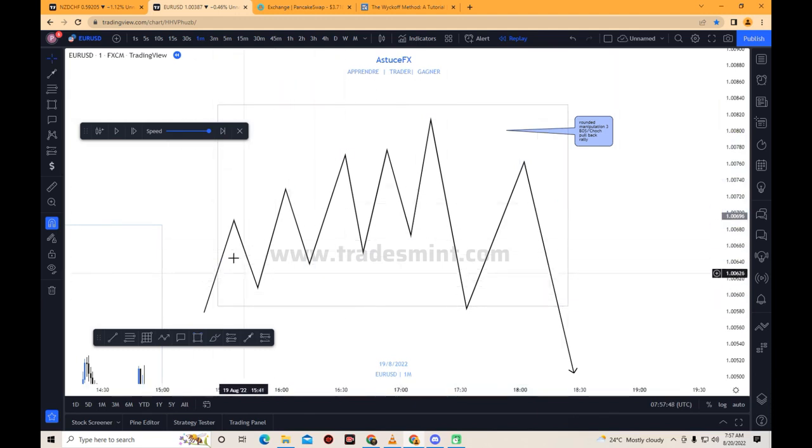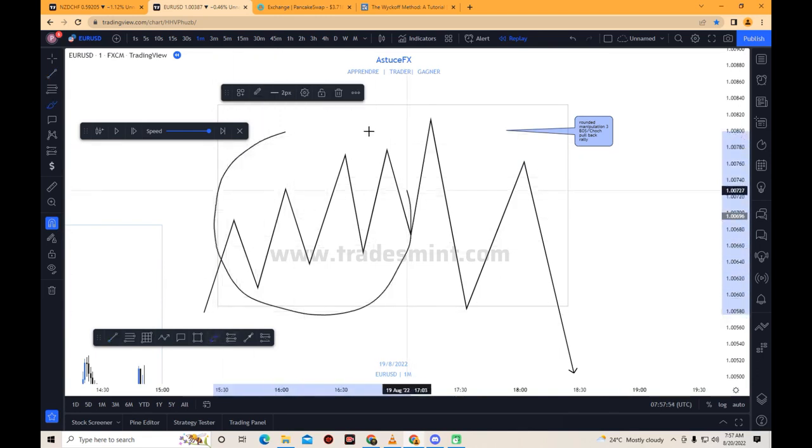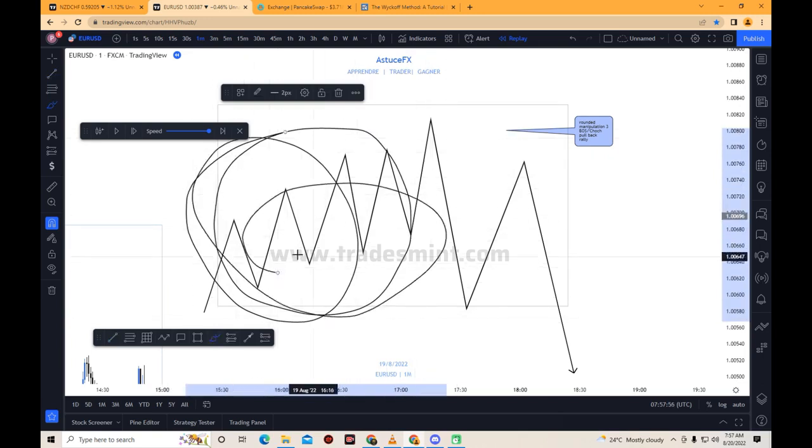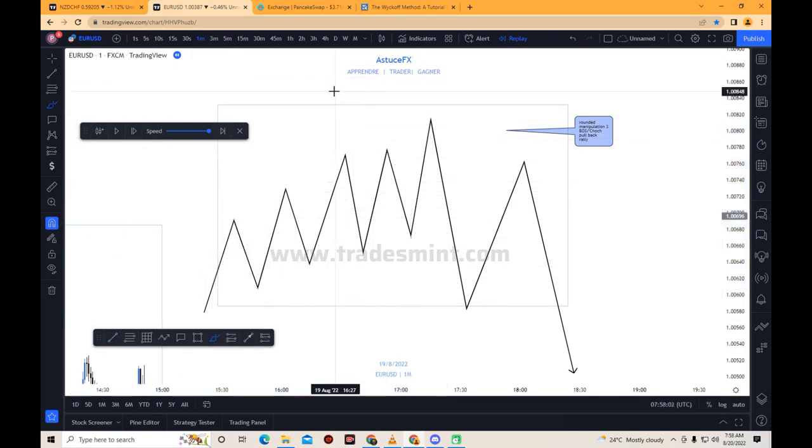Why I take this one as Wyckoff distribution is when you look at this, price is coming up, but this one, if you look at this, price is actually ranging. It's not really trending well. Okay, this, price is actually ranging.